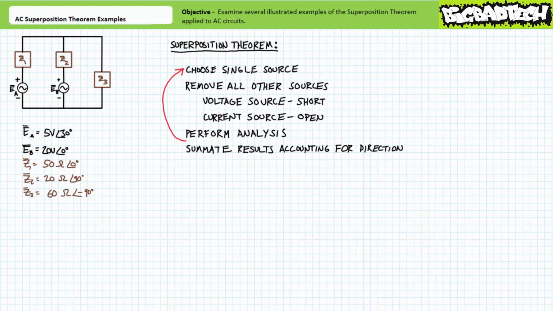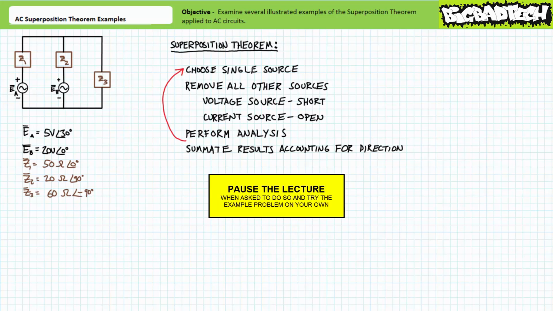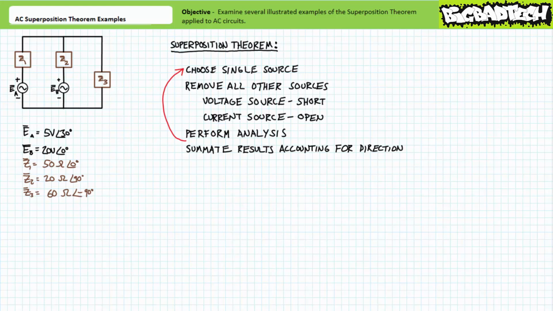Mastery of the AC superposition theorem necessitates active participation on your part, and as such I'm encouraging you to please pause the lecture when asked to do so and attempt the example problems on your own. If your answers do not match those illustrated, by all means, feel free to rewind the lecture and correct any mistakes you may have made.